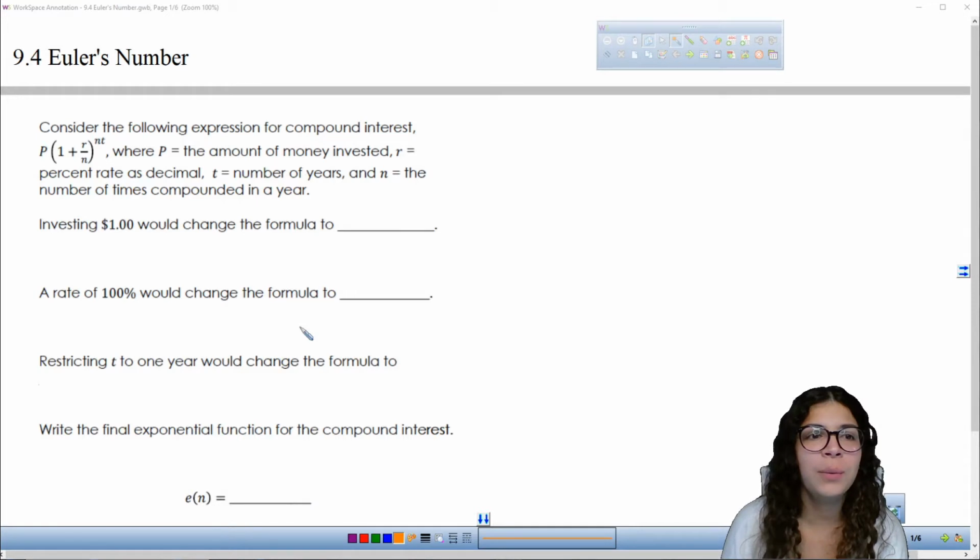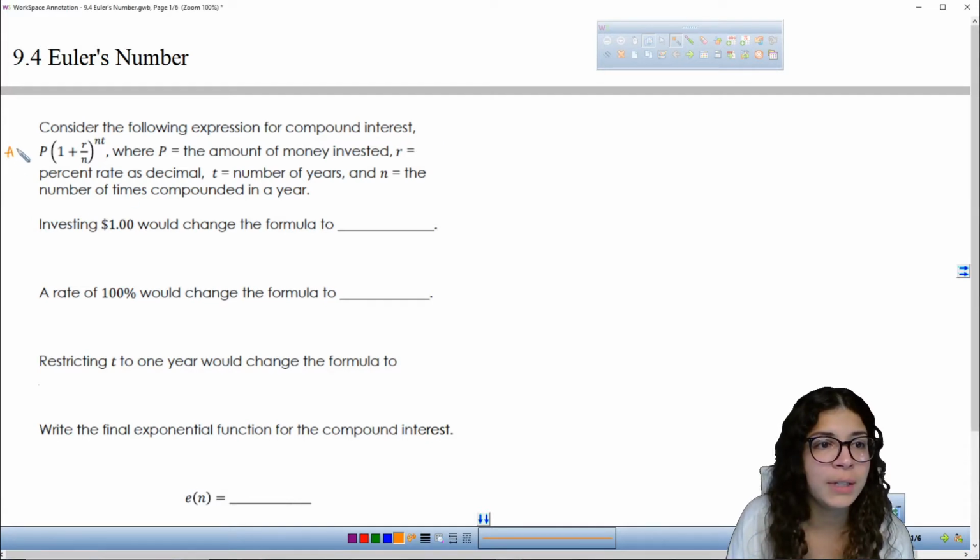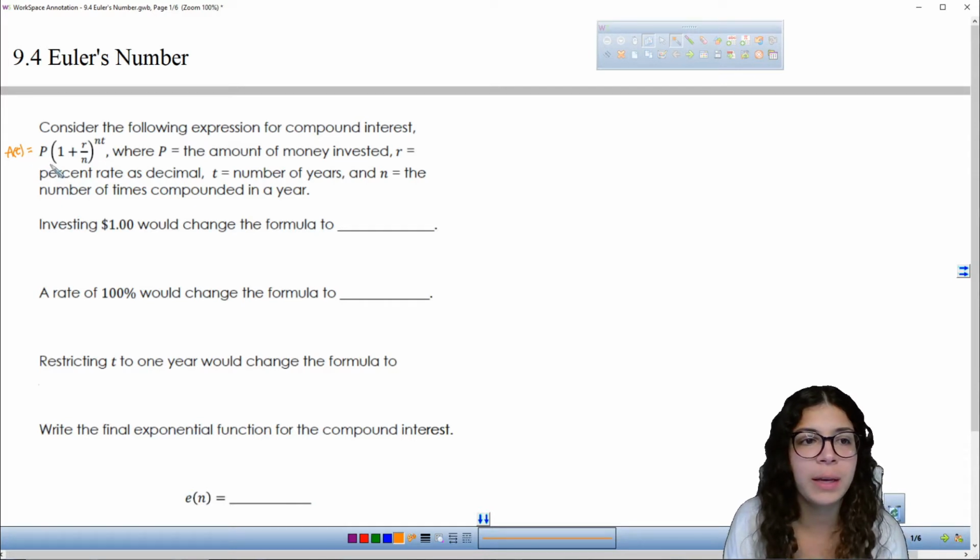Now, if you recall, the expression that we had for compound interest was A of t equals P, which is the principal, the initial amount that you put in the account, times 1 plus the yearly rate divided by n, the number of times compounded in the year, to the power of n times t, t being the number of years. So again, P is the amount of money that you invested, R is the percentage rate as a decimal, T is the number of years, and N is the number of times that it's compounded in the year.